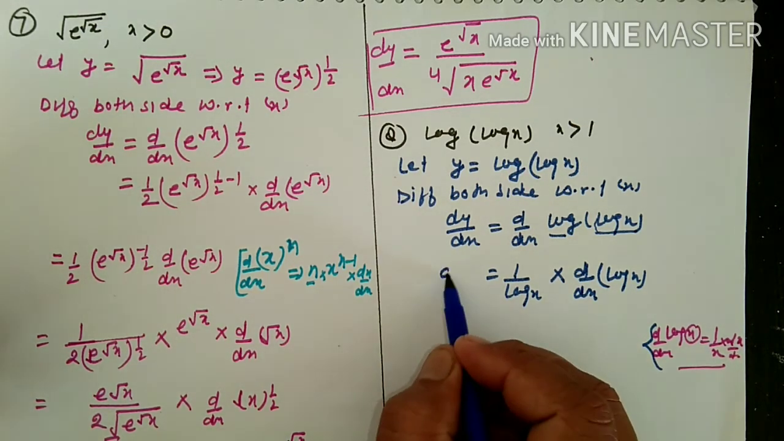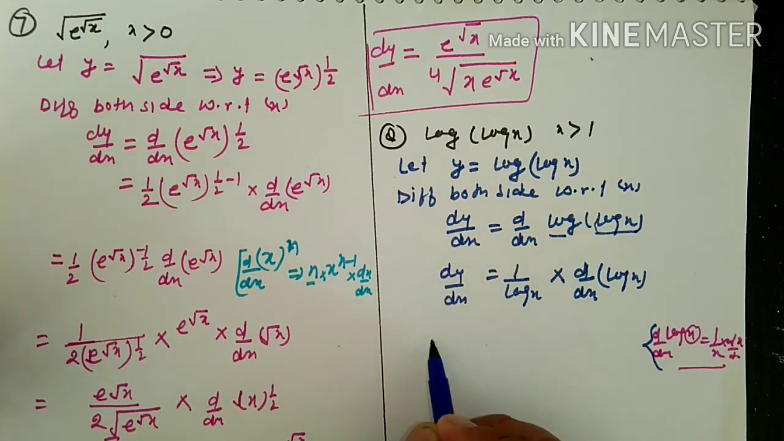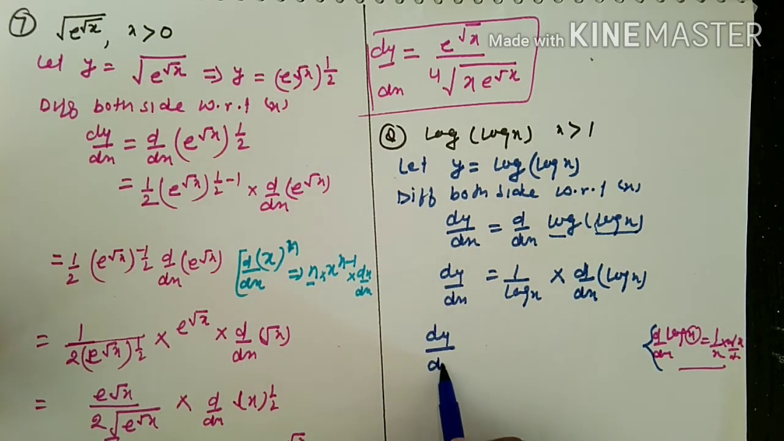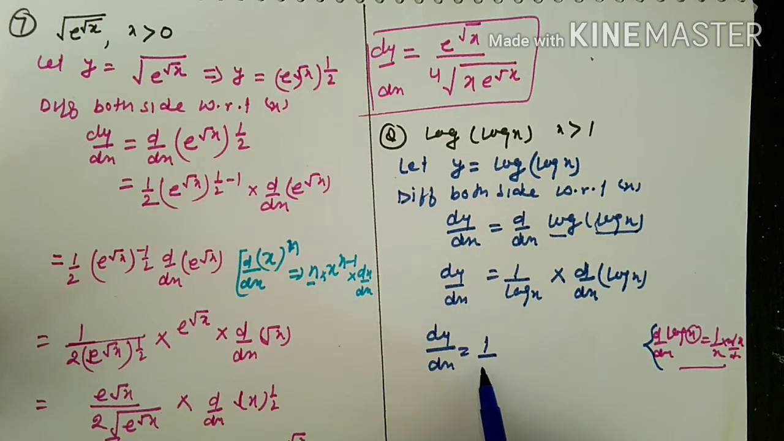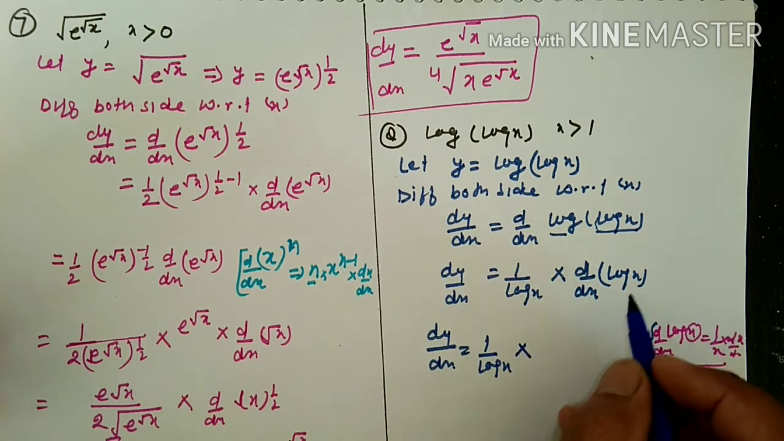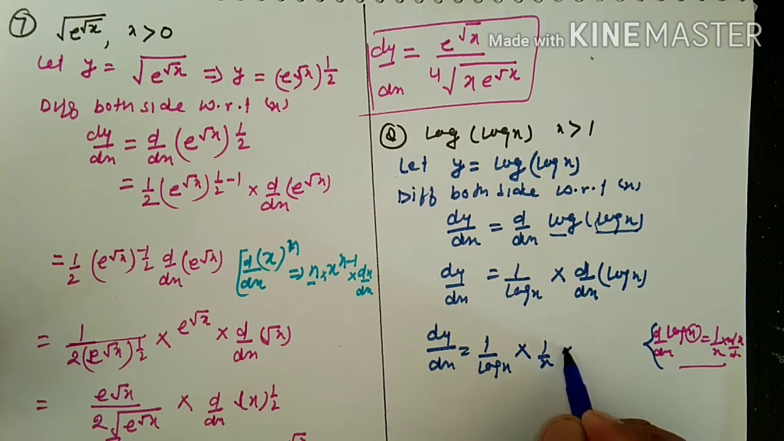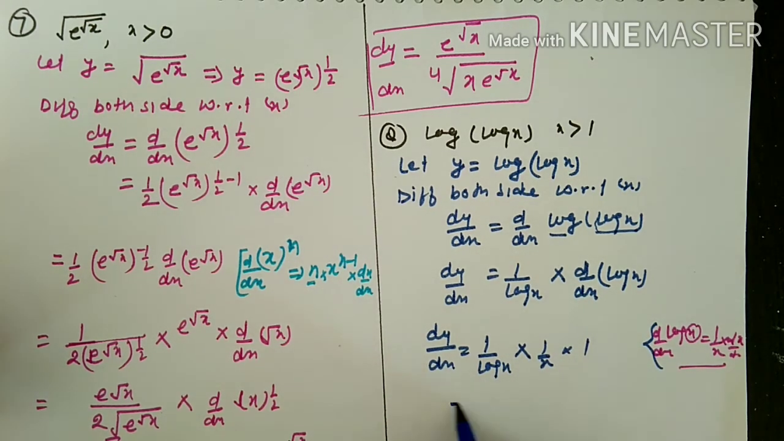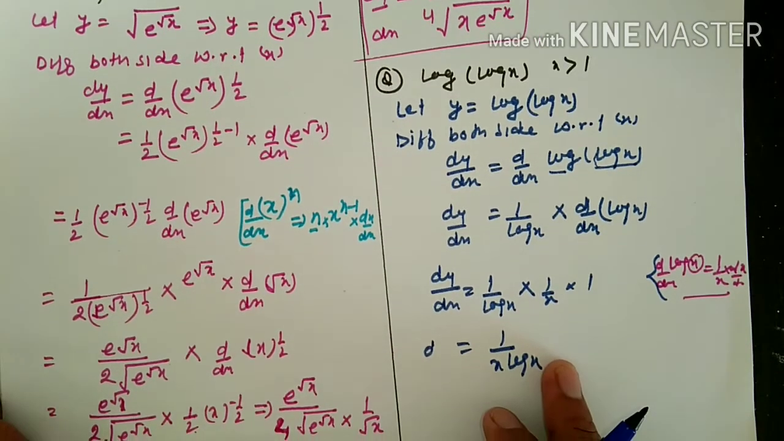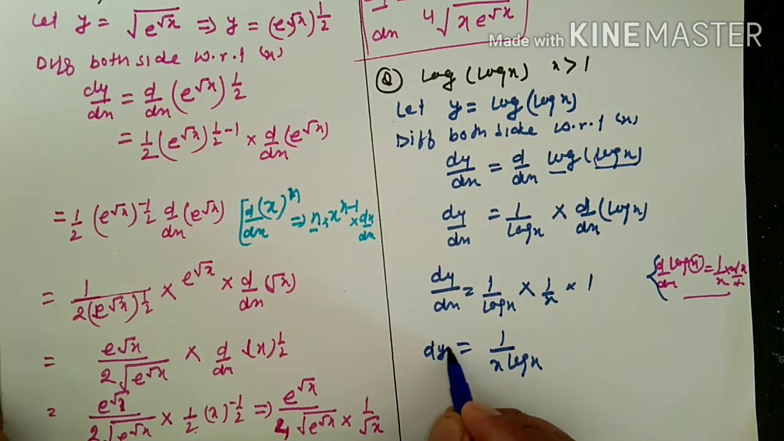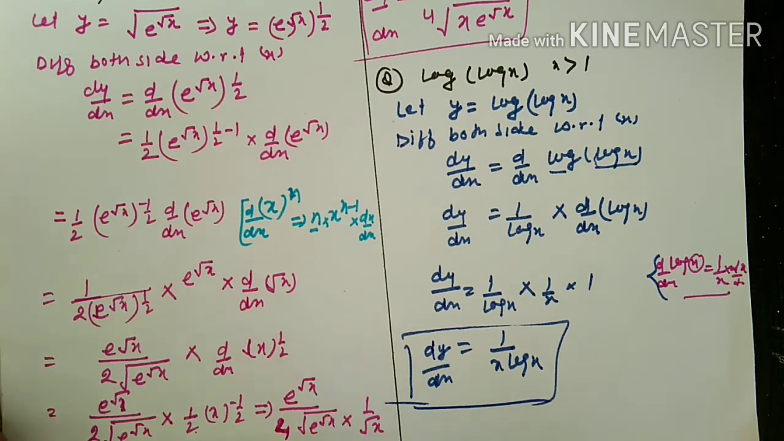So dy upon dx is equal to 1 upon log x, and the differentiation of log x is 1 upon x, and again differentiation of x, that is 1. So what we finally get is 1 upon x log x, that is our differentiation dy upon dx. Clear? This is question number 8.